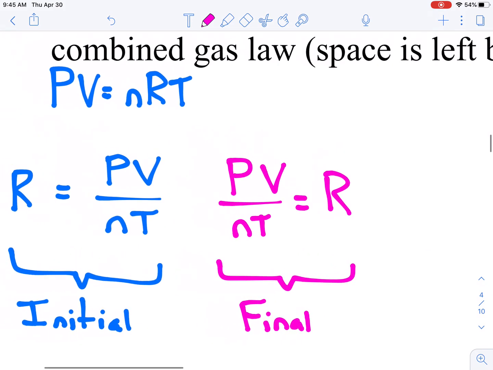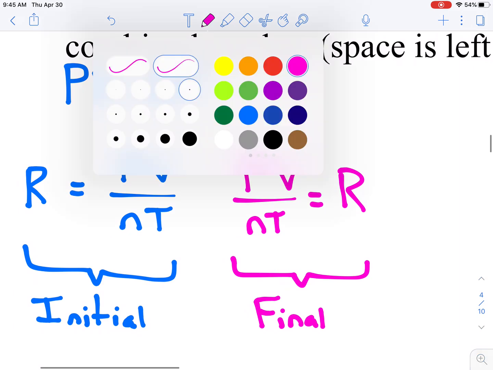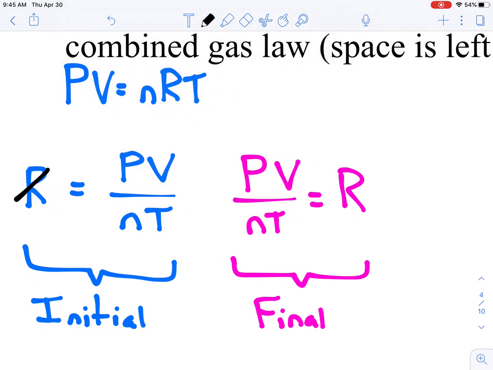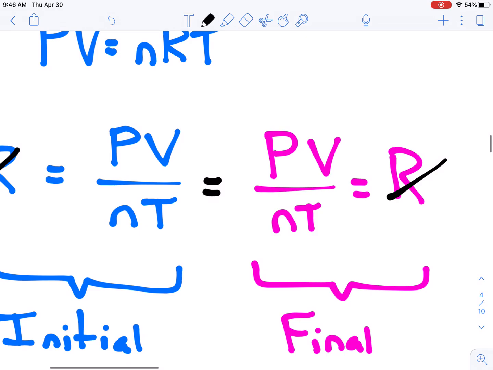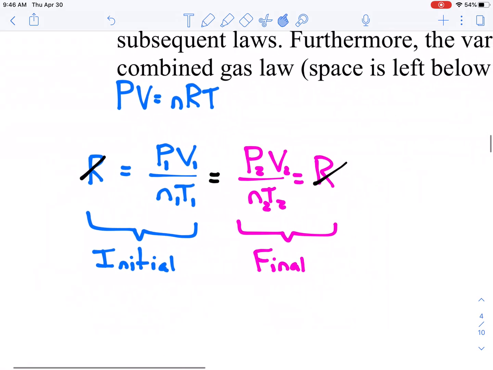And if they're both equal to R, then couldn't I kind of cancel out the R's here and say that PV over nT equals PV over nT? But remember, all the blue ones are initial, so maybe we want another way of writing that. Maybe we call these all P1, so P1, V1, n1, and T1, meaning initial. And on the right-hand side, these will all be 2. So P2, V2, n2, T2, those are all the final conditions.